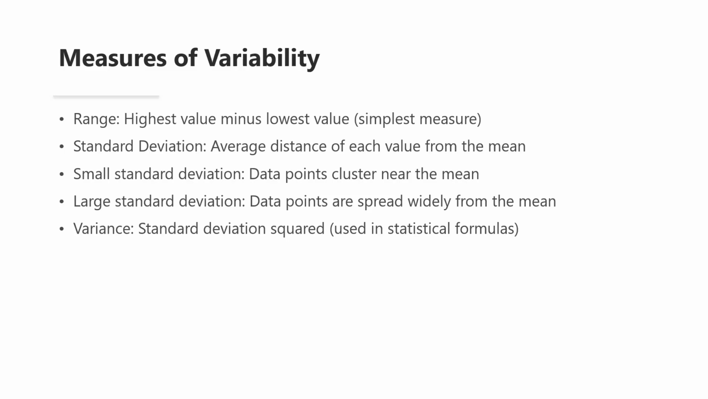In a normal distribution, approximately 68% of values fall within one standard deviation of the mean. Approximately 95% fall within two standard deviations, and approximately 99.7% fall within three standard deviations. This is called the 68, 95, 99.7 rule, and it is absolutely worth memorizing for the exam.